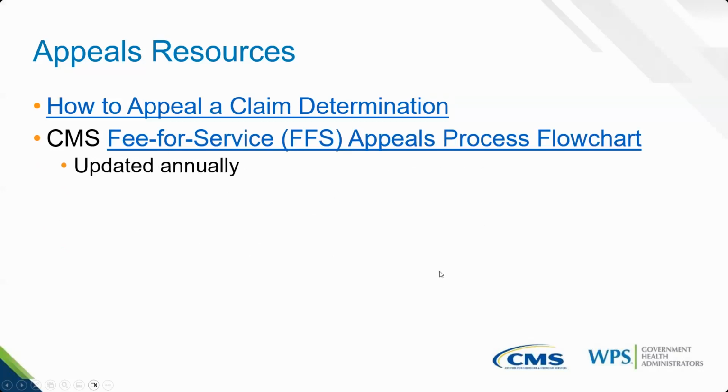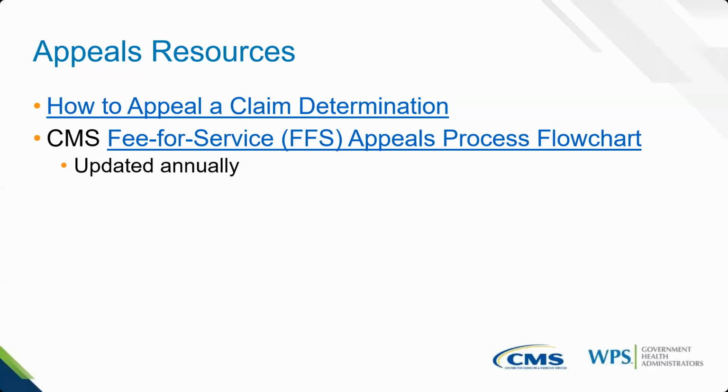Here are a couple of appeals resources. The first one is a resource that we have published on our website. It's how to appeal a claim determination. It includes information about all the levels, where to submit a request for a redetermination, because that's the level 1 appeal, the one that WPS-GHA will render for your claim, your denied service. The second item here on this slide is one of my personal favorites that I like to show to providers when I'm talking about appeals.